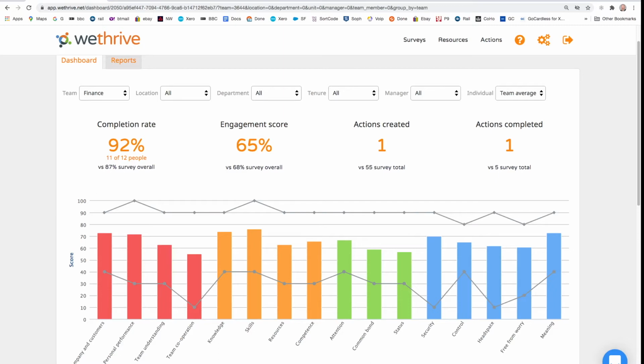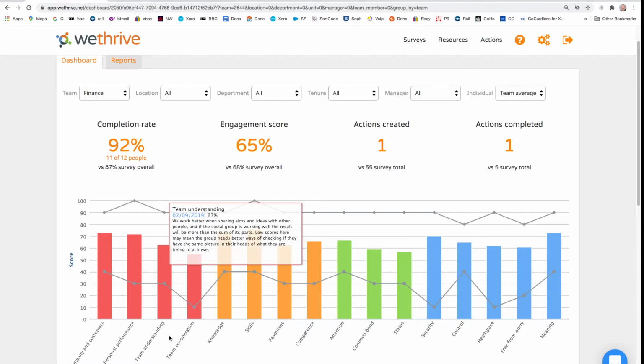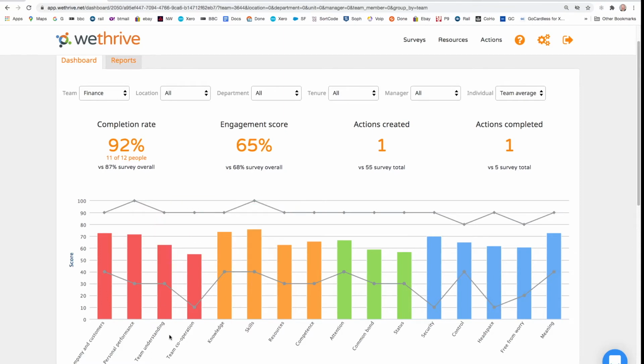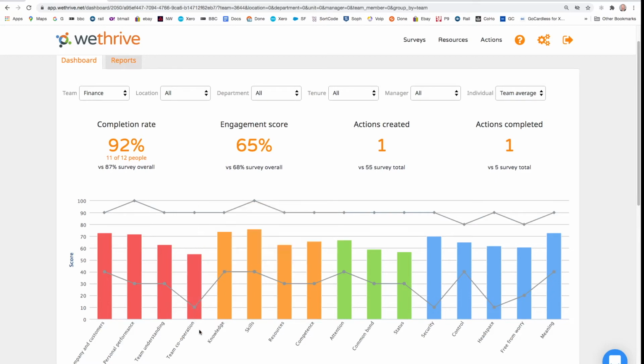I think you could say, because of the step down from personal performance to team understanding, that while people understand what they're supposed to be doing on average, they're not completely confident that the people around them have the same picture. And that's probably one of the things that's limiting the amount of time people can actually cooperate in practice. So there's definitely something to be done about communication in this group of people.